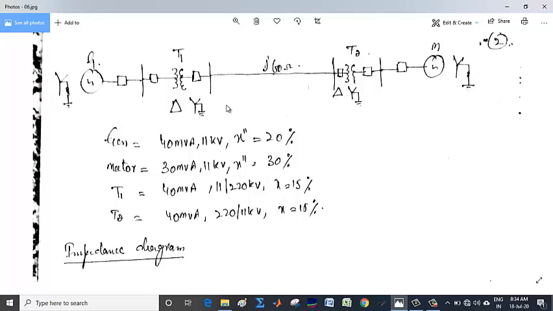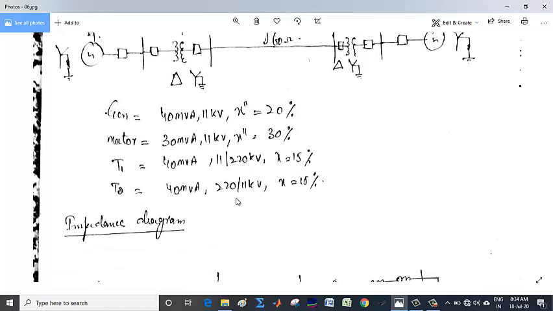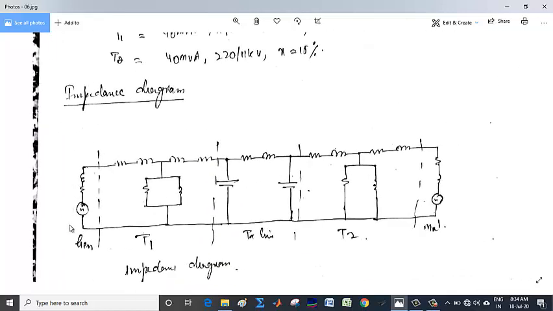Now, when we know the single line diagram of a system, we can convert it into the impedance diagram. What is actually an impedance diagram? Simply representing the actual machine by its equivalent circuit and then connecting them as per the connection. So this can be represented like this. This is the generator equivalent circuit. This is the transformer equivalent circuit.